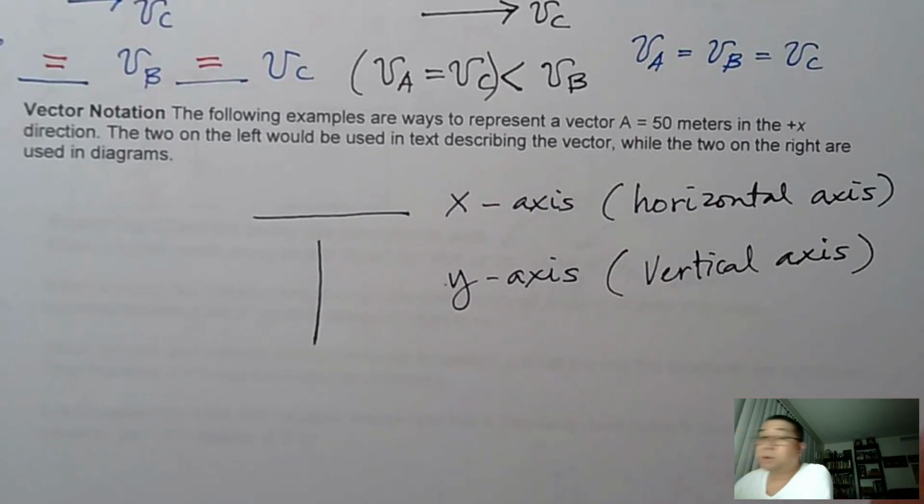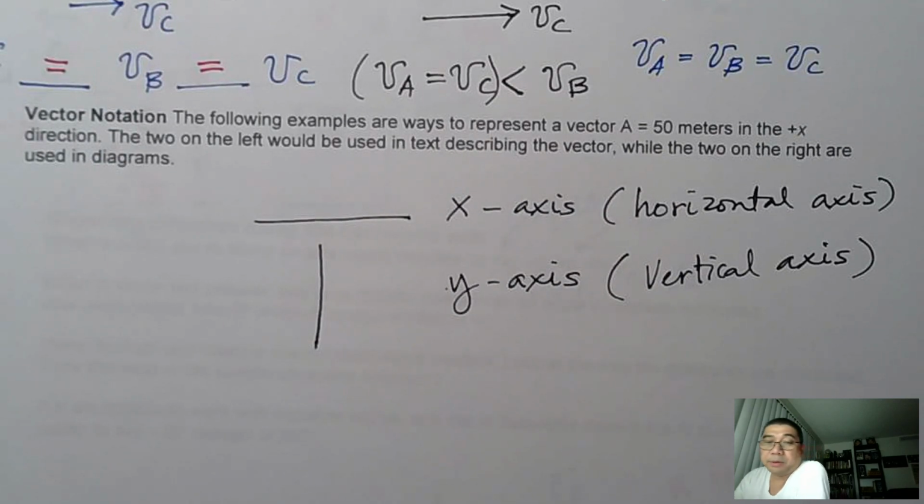So in physics, we don't talk too much about the x and y coordinate system. However, we change it into vertical and horizontal, because in real life, we don't really see the x and y coordinates. But instead, we can say, oh, there's a vertical line or horizontal line. The two on the left would be used in text describing the vector, while the two on the right are used in diagrams.